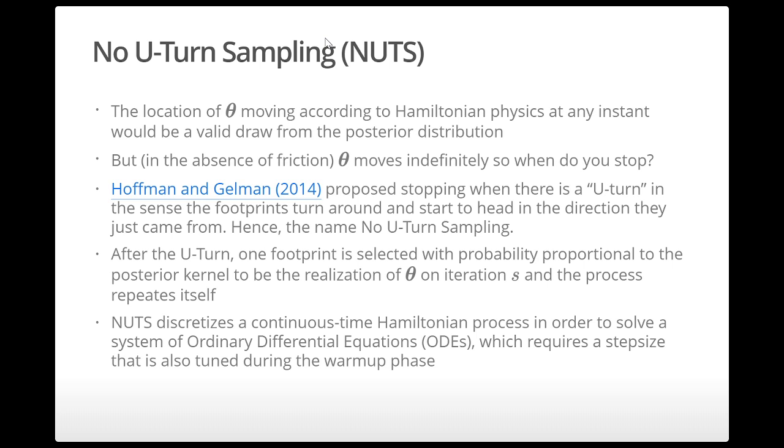So it gets hit with the normal momentum, randomly drawn from a normal distribution. It goes out, and we stop it when it starts to make a U-turn. Then we take as our realization for that iteration of the Markov chain a multinomial sampling of one of the footprints it made on its way out, according to the height of the posterior kernel.